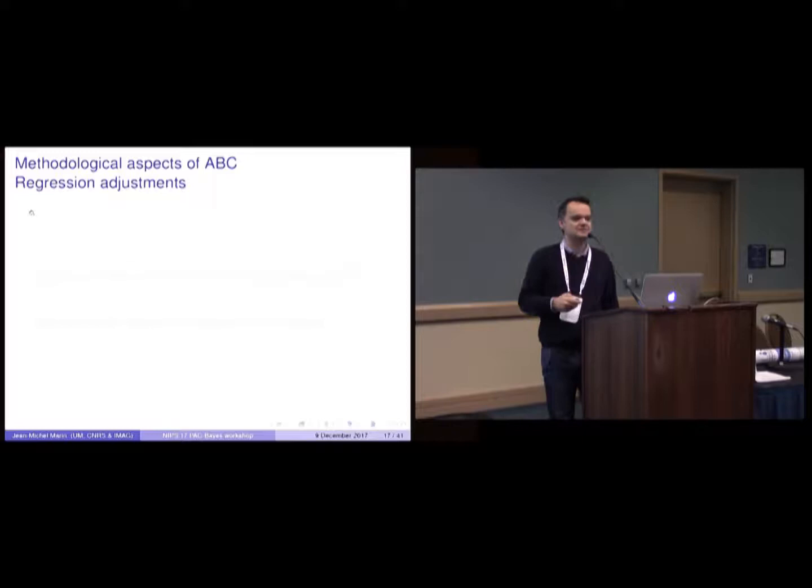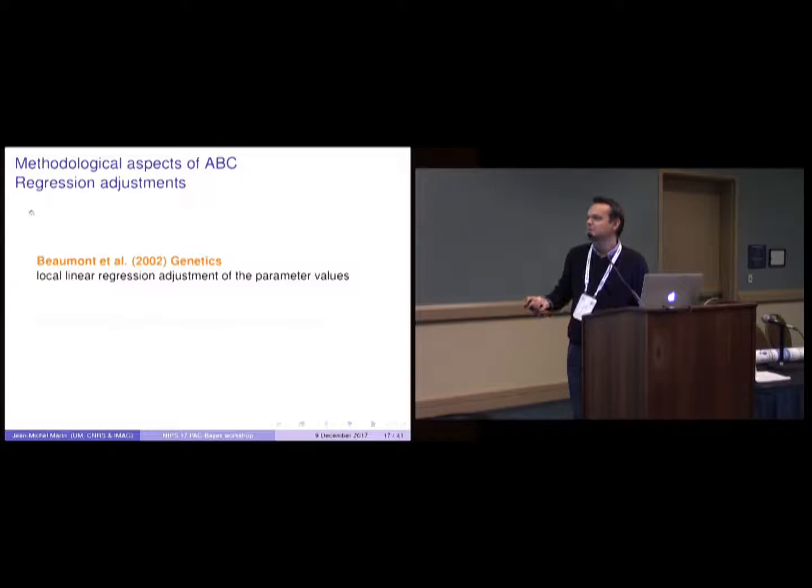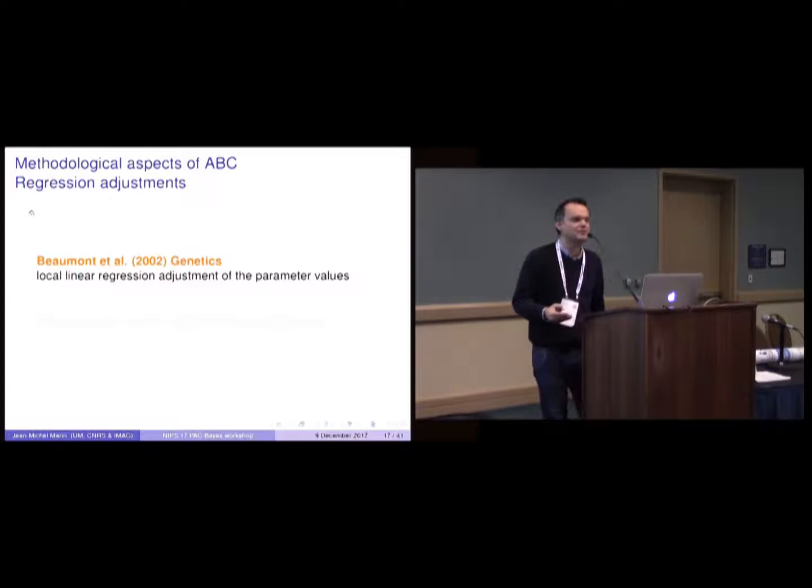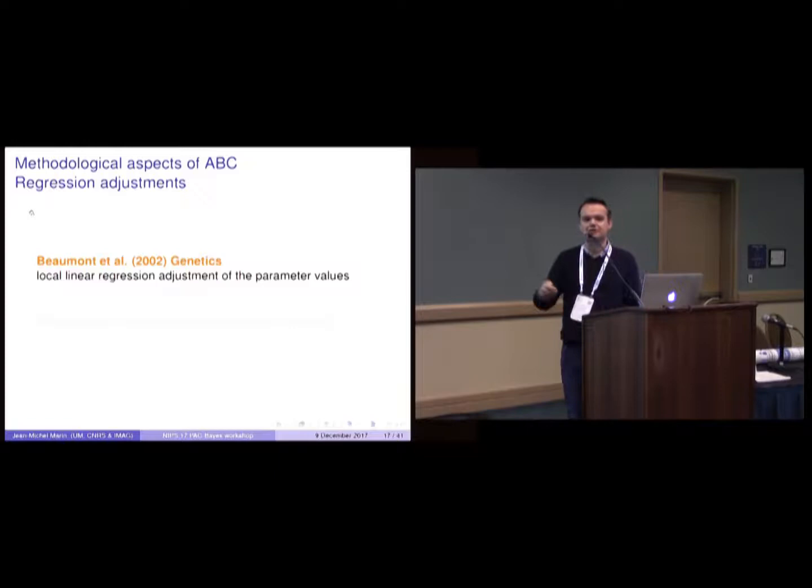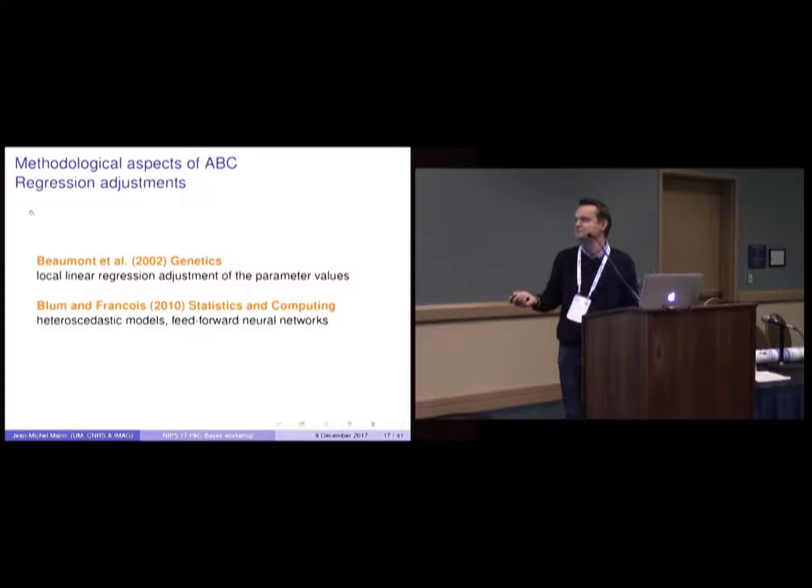Okay, something which is done a lot also in the ABC paradigm is some regression adjustment and machine learning, right? Beaumont in genetics, with Balding and Zhang, in a very clever paper, proposed to use local regression adjustment of the parameter value. So they take a large value of epsilon and then they adjust the parameter value using a model, a model which is local linear. This is a way of taking into account the weights and introducing a sort of non-parametric, local non-parametric estimator of the posterior expectation. And Blum and co-authors, with Olivier François, extend this result in Statistics and Computing in 2010 with heteroscedastic models and feed-forward neural networks to avoid the linearity assumption of the local linear regression adjustment of Beaumont.